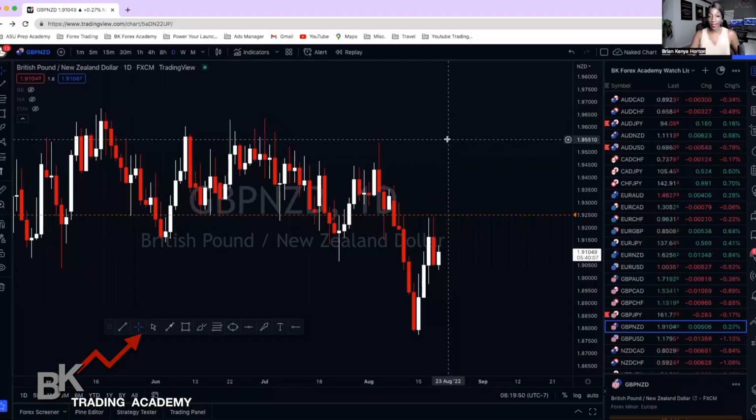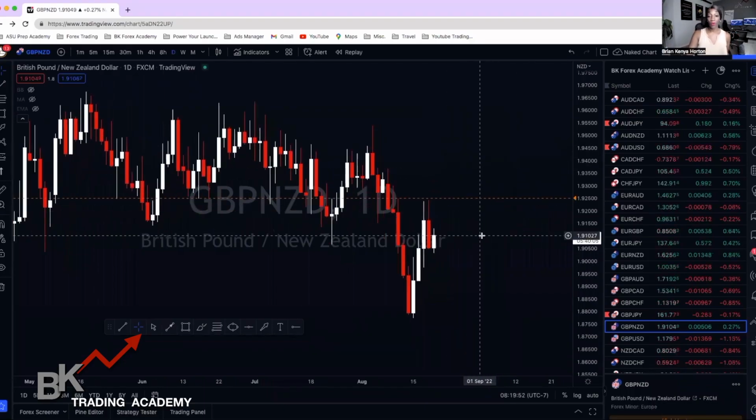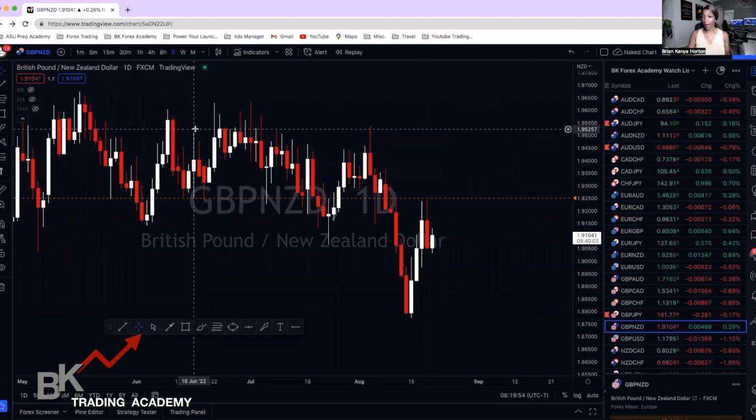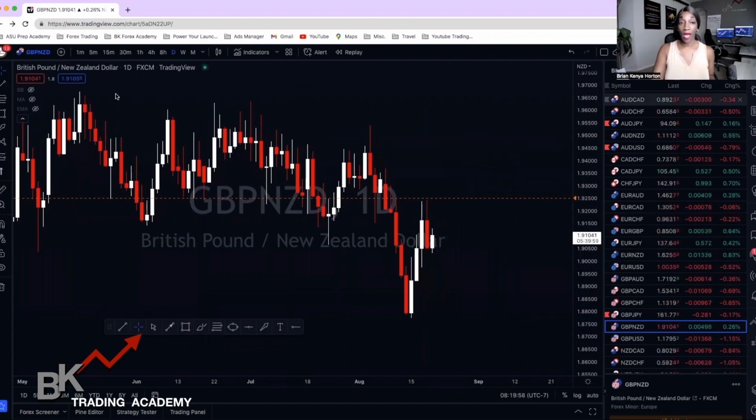So let's hop into the chart and we will take a look more at exactly when should you be locking in profit and how can you do it. So let's take a look at GBP NZD. So here is a pair that we've been trading for quite some time. Let's go on the higher time frame, and I'm going to show you exactly what I think about this pair and how we should be trading it.